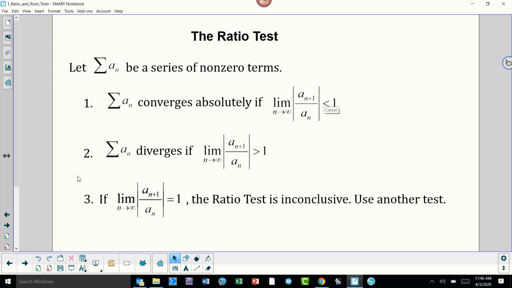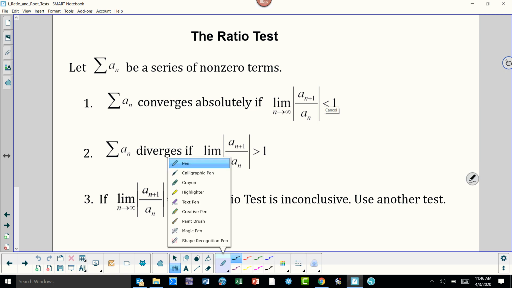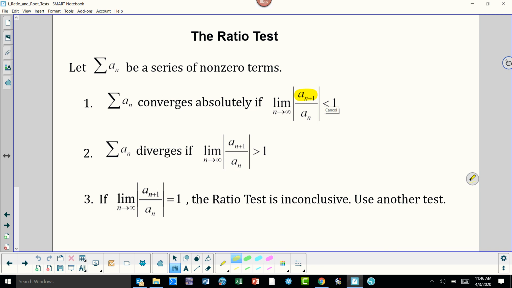So this is the ratio test. If we have a series that has non-zero terms, if we take the limit as we go to infinity of the n plus 1 term over the nth term, so we are simply looking at the next term, the n plus 1 term divided by the nth term. If that ratio, as you take the limit as n goes to infinity, is less than 1, then the series will converge.